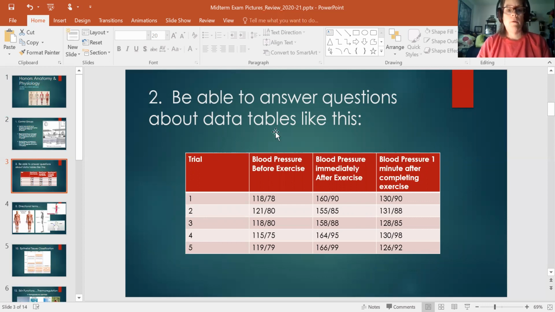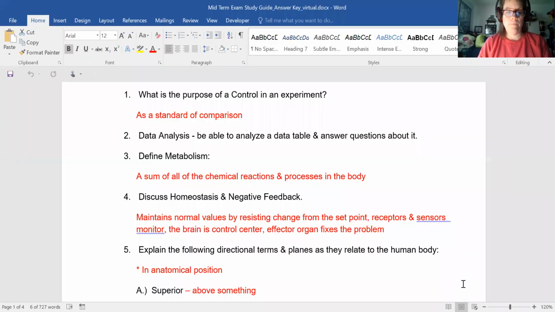So, all right, let's go back to our Word document. All right, number 3, I want you to define metabolism. And if you remember, that is the sum of all the chemical reactions and processes that happen in the body. So all of them. Okay, everything.